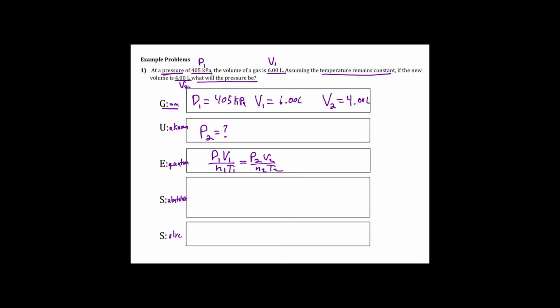You cannot do this with other equations. You can only do it with this one. But notice how the temperature remains constant. And so because it's constant, what we can do is cross out the temperature. So we can cross that out.